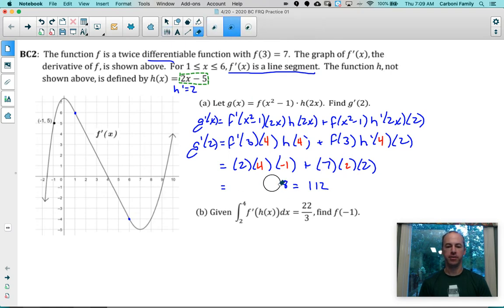That's going to alter the simplification of it, which is not necessary. 2 times 4 times negative 1 is negative 8. 7 times 2 times 2 is 28. And negative 8 plus 28 is 20. So you should have gotten an answer of 20.